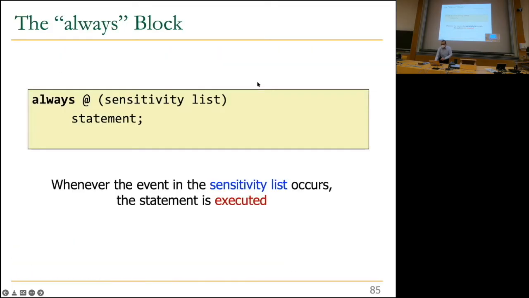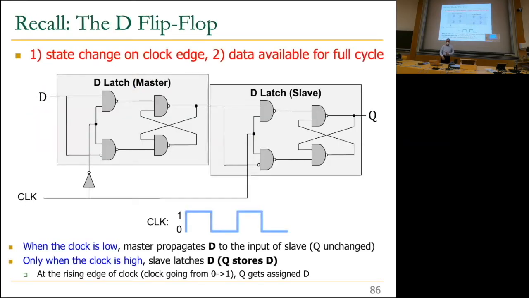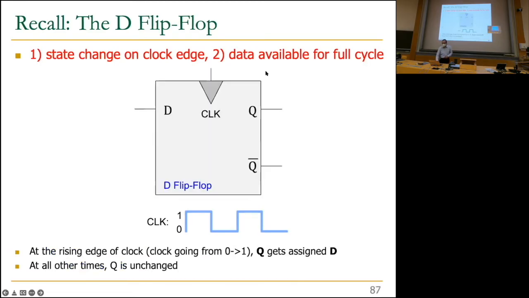Okay, so let's implement a D flip-flop using this always block. It's going to be very easy, actually. But remember the D flip-flop? It has two properties. Well, yeah, maybe this is the low-level implementation of the D flip-flop, but state changes on the clock edge. In this particular case, in the rising edge of the clock, when the clock goes from 0 to 1, a Q value gets assigned to D, essentially. And the data is available for the full clock cycle. These are the two properties that we desired and that we satisfied when we created the D flip-flop.